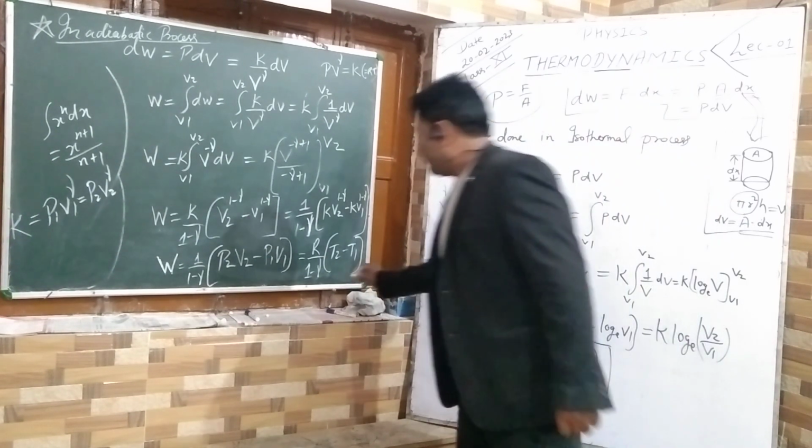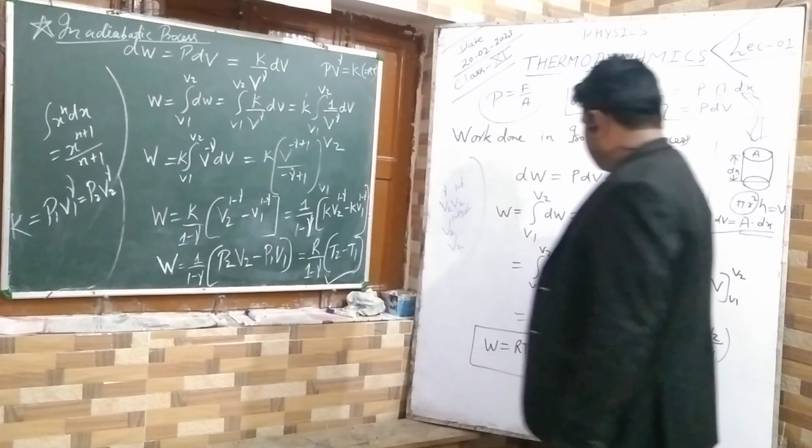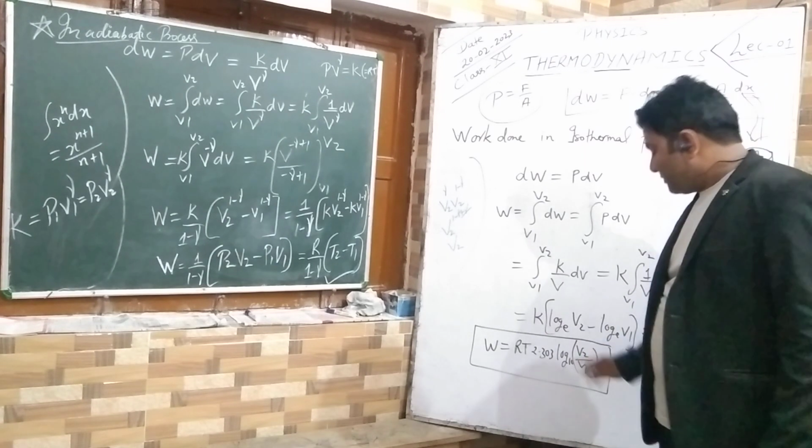So you will revise work done by isothermal process and work done by adiabatic process. In adiabatic, R upon 1 minus gamma, T2 minus T1. In isothermal, RT 2.303 log to the base 10 V2 upon V1.